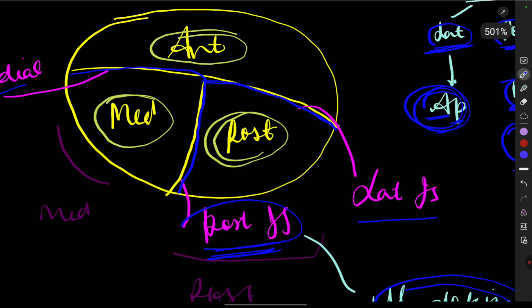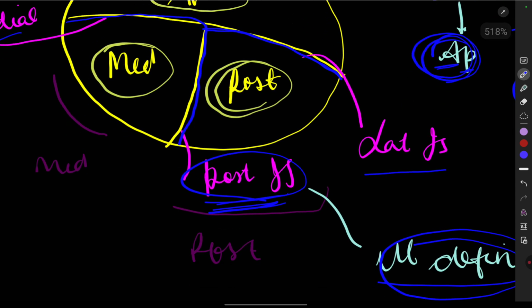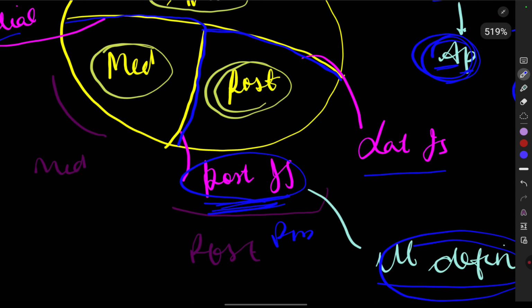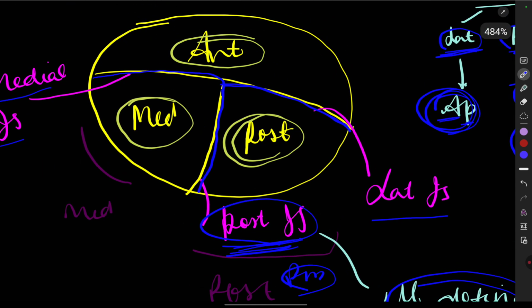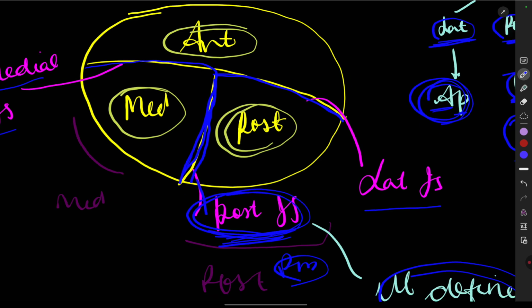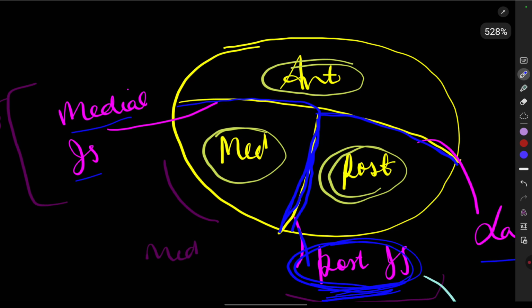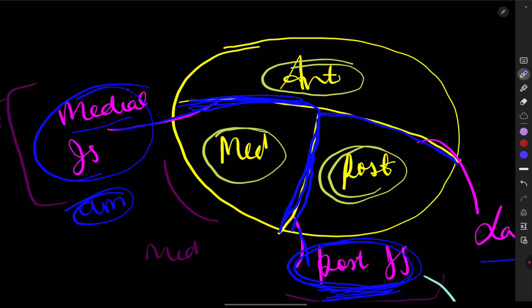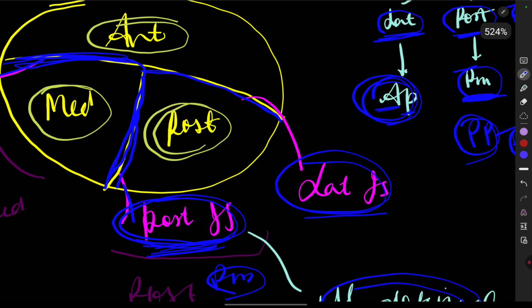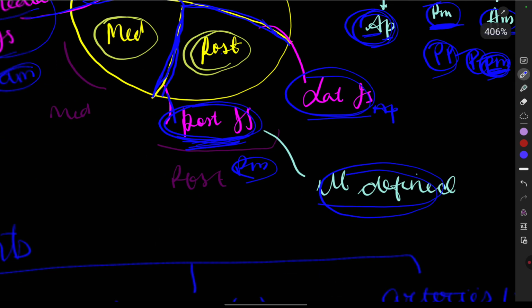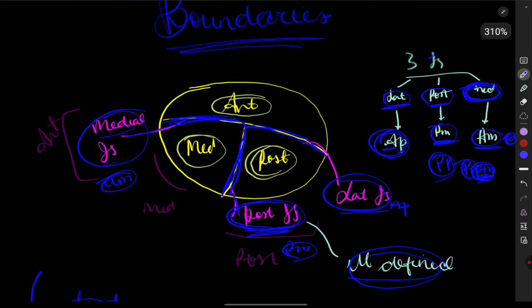See here, the posterior intermuscular septum, what is it separating? PM. Right, P for posterior, P for PM: the posterior and medial compartment it is separating. And the medial one is separating the AM, that is the anterior compartment and the medial compartment. The lateral one is the last, whichever is left. It is separating the AP, that is the anterior and the posterior compartment of the thigh. So these are the boundaries.